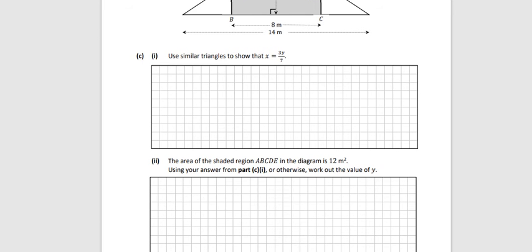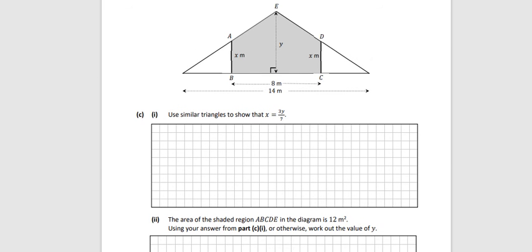Use similar triangles to show that x is equal to 3y over 7. This is quite a difficult question. Let's just draw them out separately and just to show, because it's hard to explain this. That blue triangle there, if I draw that out here, the bottom of it would be 7, because the whole length of the whole thing is 14. Therefore, the bottom of that blue triangle that I've drawn out is 7. The height of it is y, because up the side is y. So that's the blue triangle there.